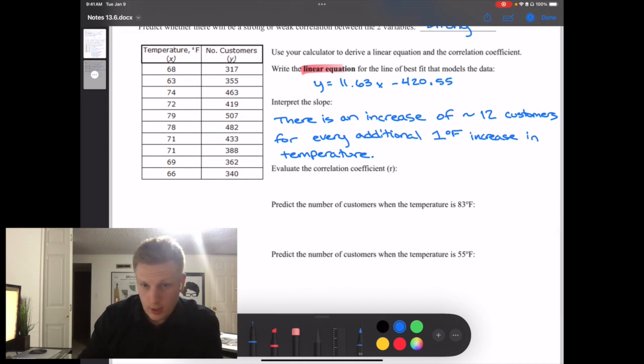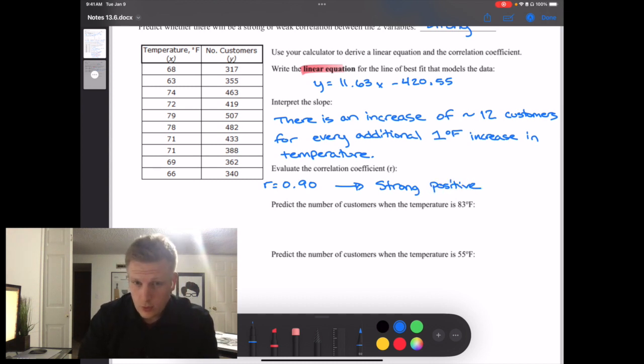Evaluate our correlation coefficient. So looking at my calculator again, it looks like my R value here is 0.90. And if I think about that, 0.9 is really close to 1, so it's definitely right there as a strong, and we're going to have a positive correlation there.